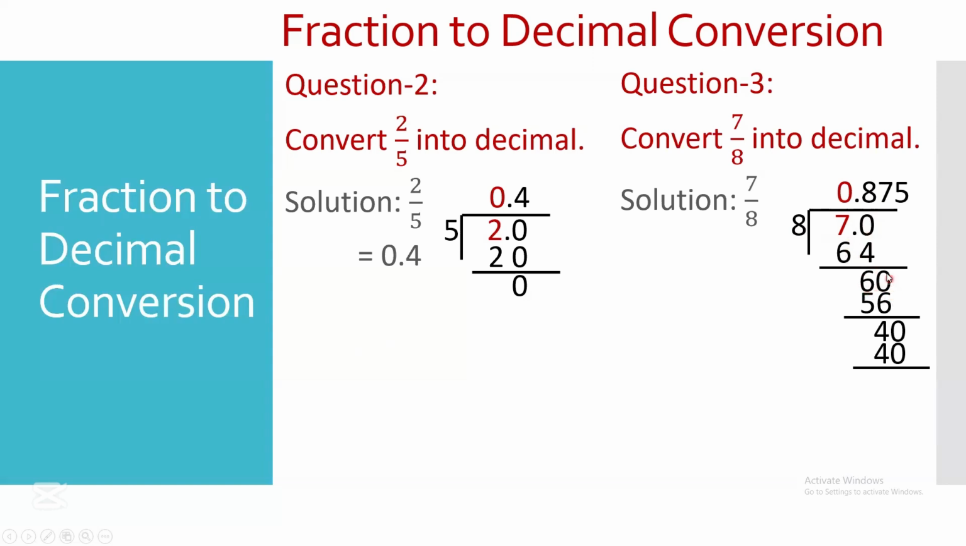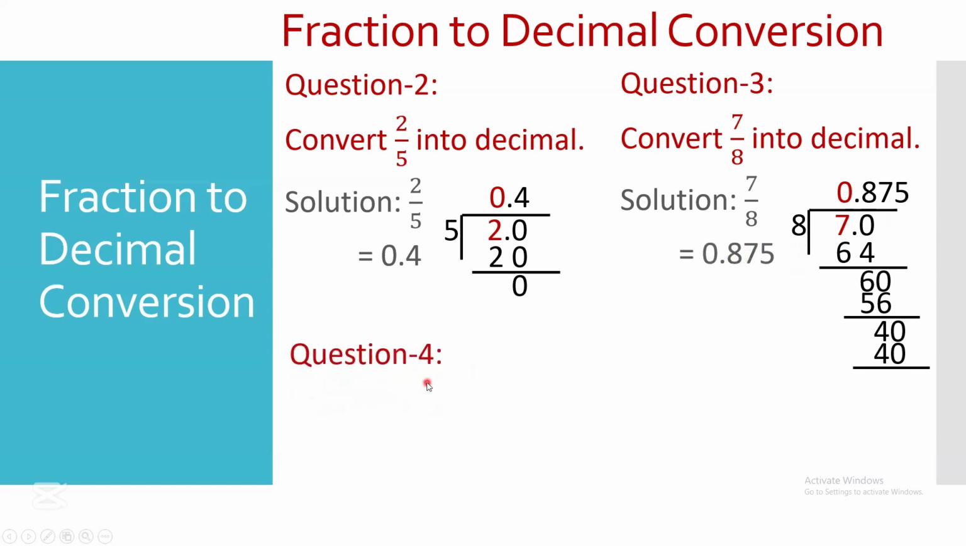This 0 will come here also, it is free. 60 now we divide by 8. 8 sevens are 56. Now subtract, you will get 4 here. Again, you'll get a 0. Now 40, you can divide by 8, 5 times. 5 eights are 40. So the answer we got is 0.875.